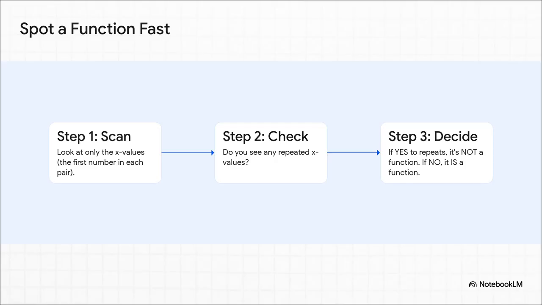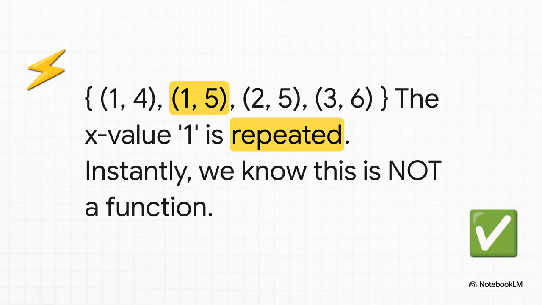Okay, here's the trick. It's so easy. Just look at the list of pairs, and you only need to scan the first number in each pair, the x values. If you see any of those x values repeat, it is not a function. If all the x values are different, it is a function. It's that simple. Because a repeated x value is just the math way of saying one package is being sent to two different places. So let's go back to that last example and use our new trick. We just look at the x values, right? We have a 1, another 1, a 2, and a 3. Wait, we've got a repeated 1, and boom, right there. We know it's not a function. We don't even have to think about packages or houses.